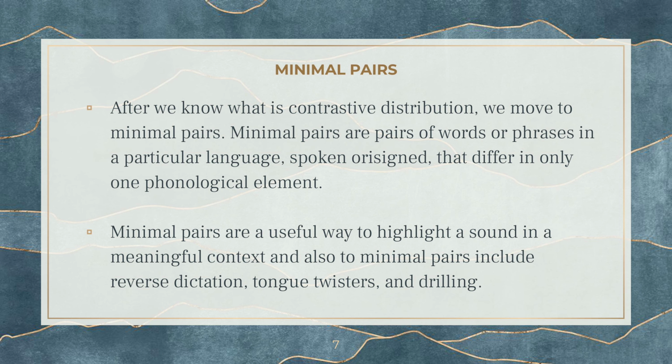After we know what contrastive distribution is, we move to minimal pairs. Minimal pairs are pairs of words or phrases in a particular language, spoken or signed, that differ in only one phonological element. Minimal pairs are a useful way to highlight a sound in a meaningful context, and they include reverse dictation, tongue twisters, and drilling.